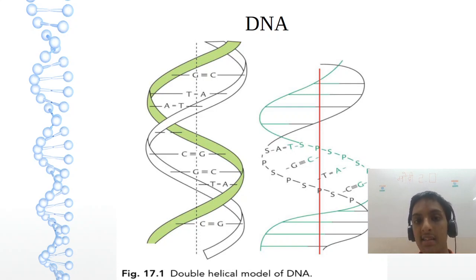So DNA is a polydeoxyribonucleotide molecule. Here you are seeing the double helical model. So there are two helices, okay? And you are finding that the purine pyrimidine bond is there. I will tell you the details in a few minutes. This is the double helical structure.